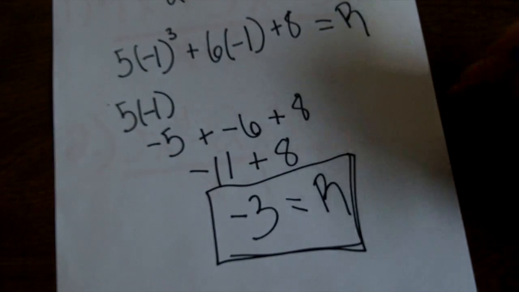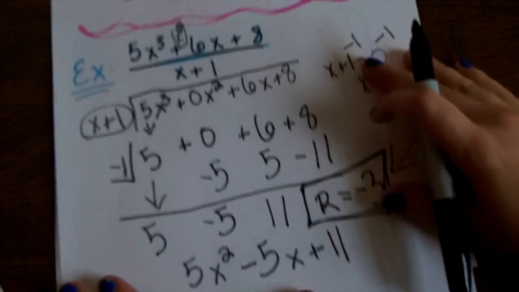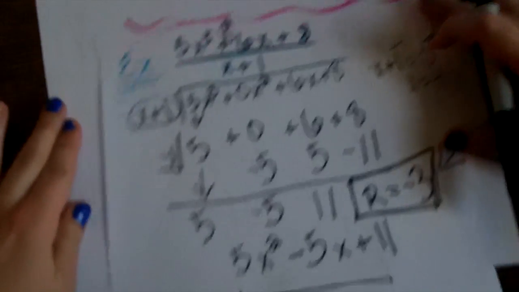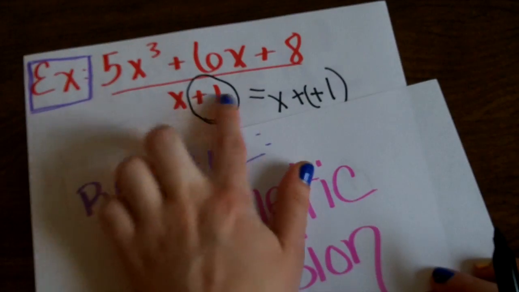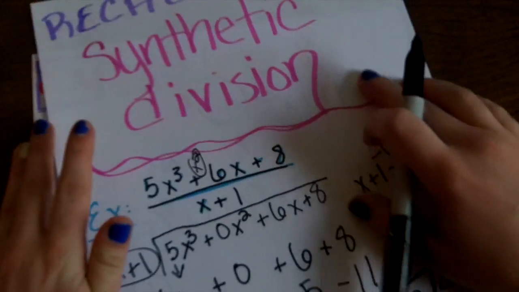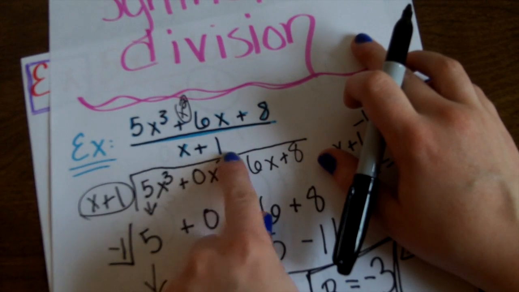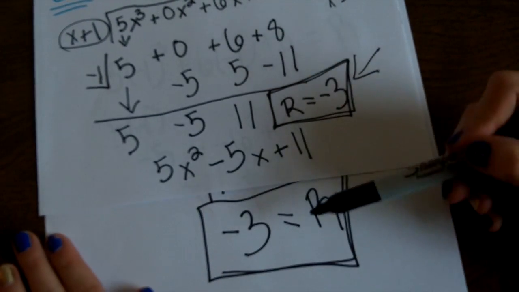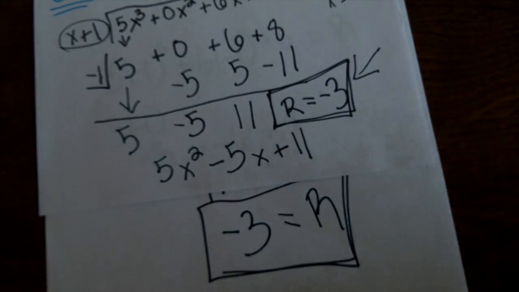So let's compare. We found that in our synthetic division example, the remainder was negative 3. And note that it is the same exact equation, 5x cubed plus 6x plus 8 over x plus 1. And we ended with the same remainder. So this theorem is going to give you a faster way to find the remainder of a function.